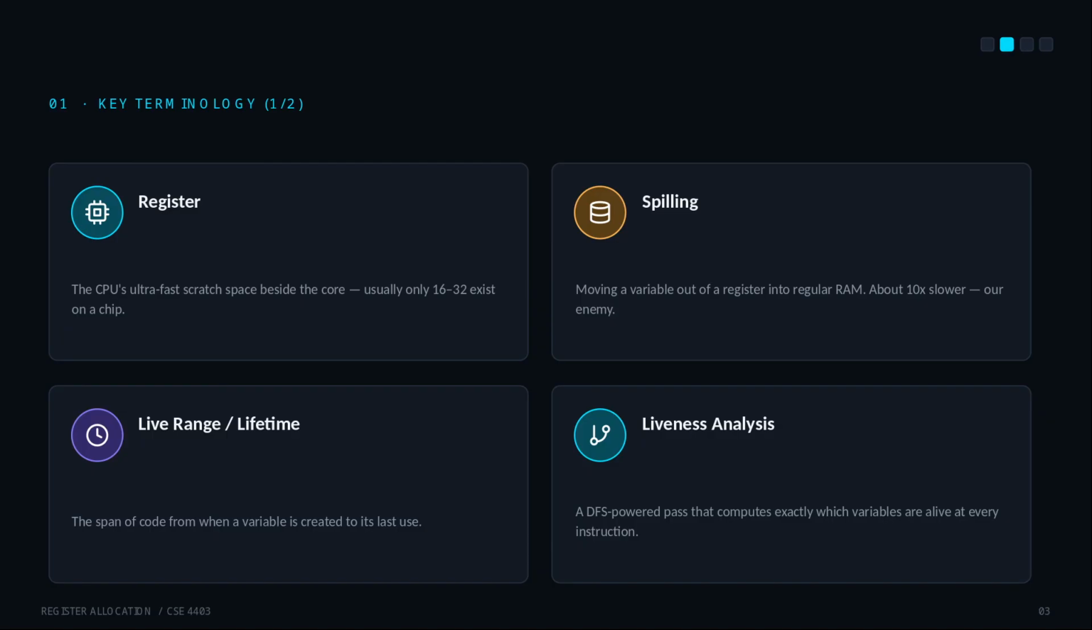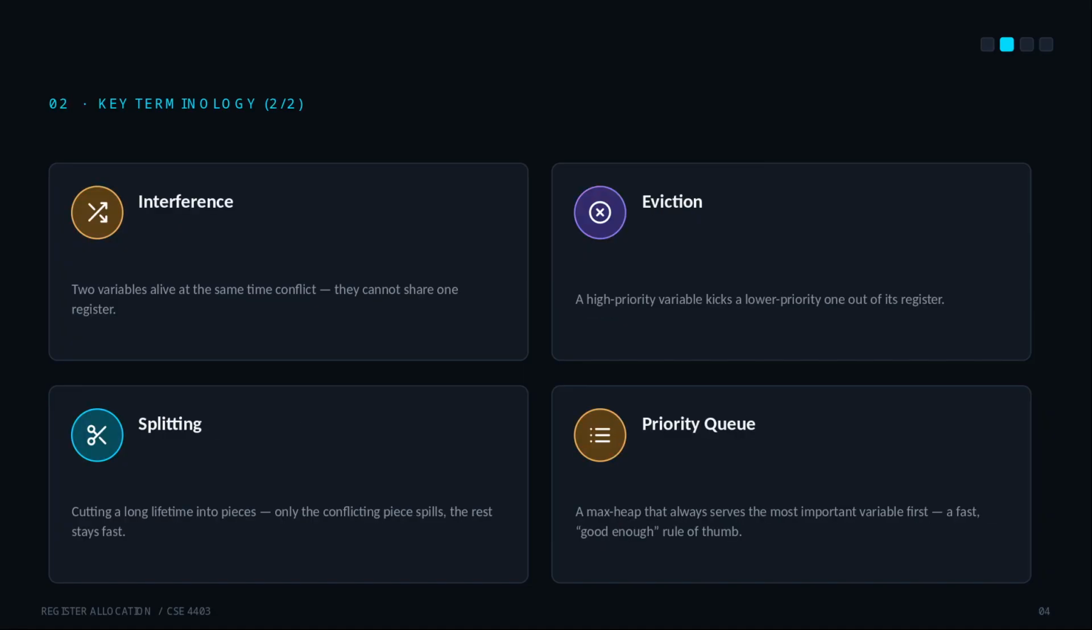First, we have registers, the ultra fast cache space beside the core. We have spilling, when two variables have the same register but one of them has to move out, so it gets into the RAM. We have terms like life length or lifetime, and liveness analysis. We'll talk about them later. We have interference when two variables share the same register, and eviction, when selecting which variable to kick out when they share the same register. Splitting, we'll talk about later.